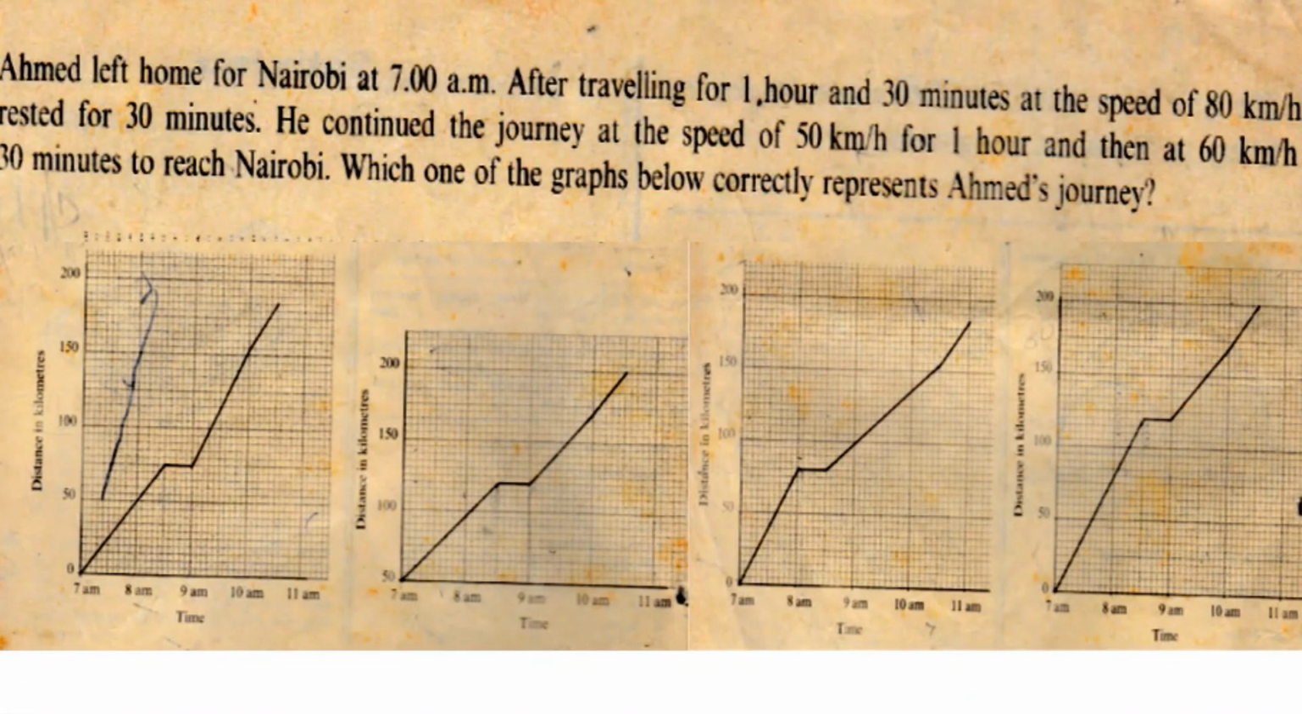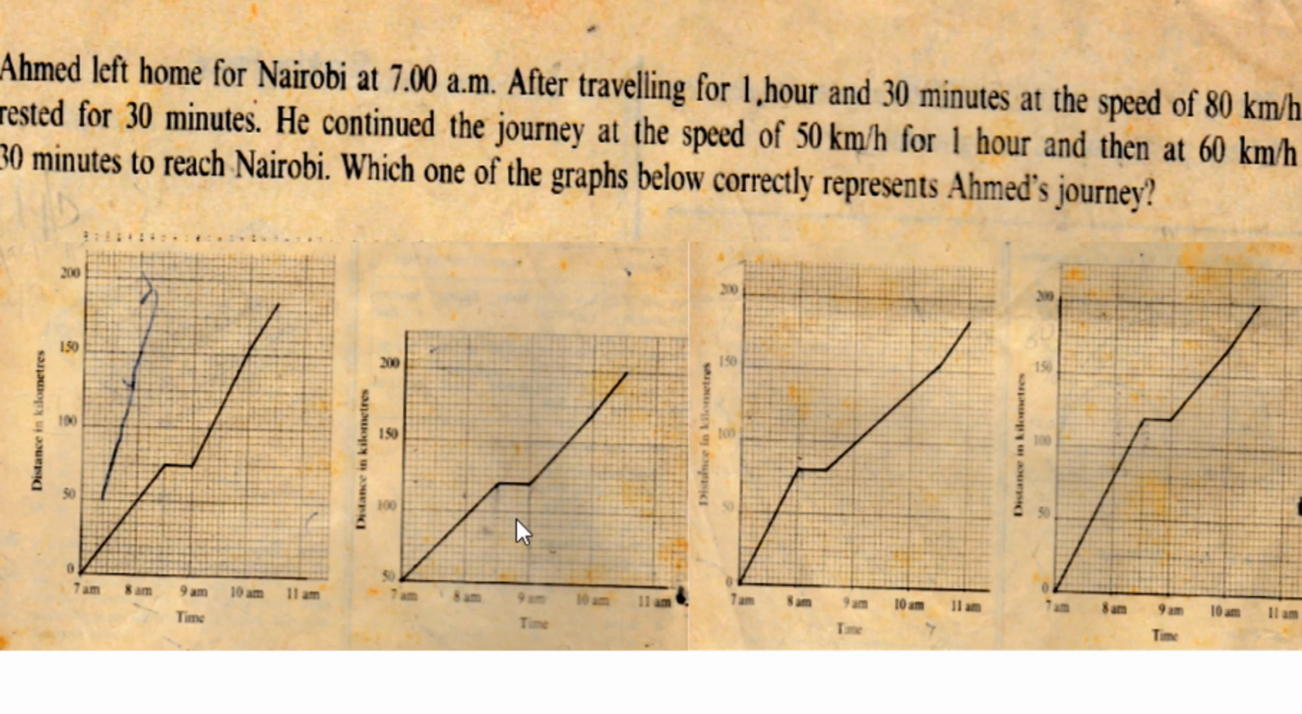Ahmed left home for Nairobi at 7 a.m. After traveling for 1 hour and 30 minutes at the speed of 80 kilometers per hour, he rested for 30 minutes. He continued the journey at the speed of 50 kilometers per hour for 1 hour, and then at 60 kilometers per hour for 30 minutes. Which of the graphs below correctly represents Ahmed's journey?